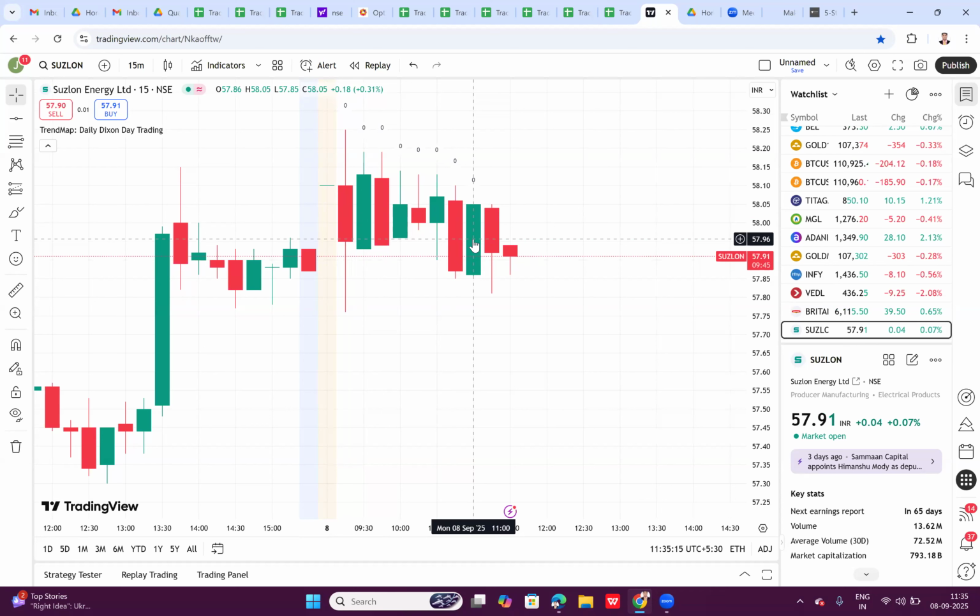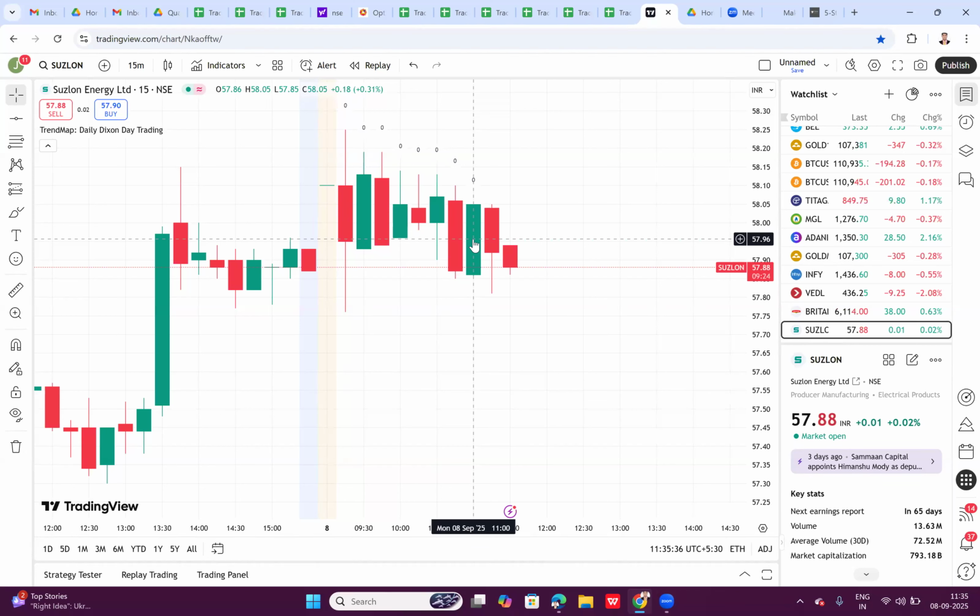I am repeating once again. As per rule of Dixon indicator, if trade is available in MazDock or in Suzlon also, then we can trade. Out of these three stocks, Dixon, Suzlon, and MazDock, if trade is available in any stock as per rule of Dixon indicator, then we have to follow.